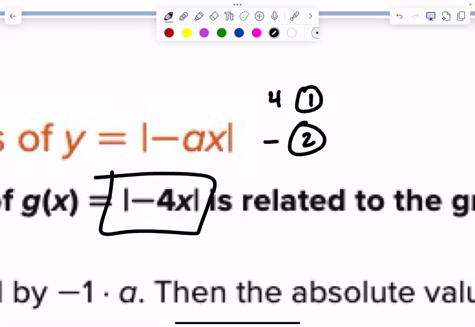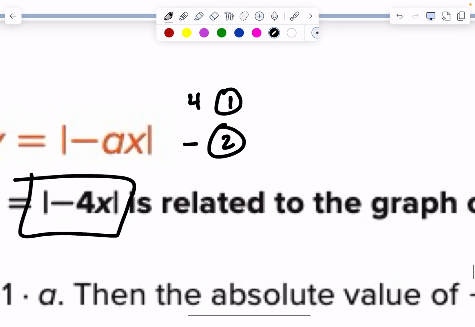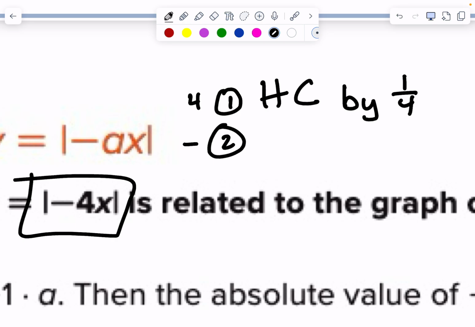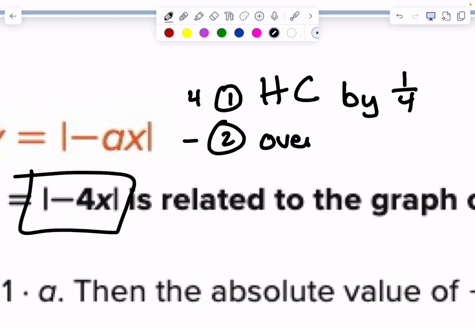Now, 4, because it's on the inside, means we have to flip it, right? It's 1/4, and that means it's horizontal. And if it's 1/4, is it stretch or compress? Compression. Horizontal compression. That's making it skinnier, which makes it taller, right? The negative on the inside makes him flip over the y-axis.